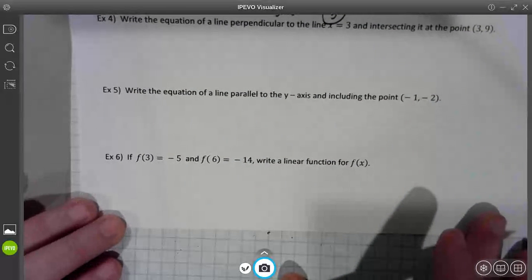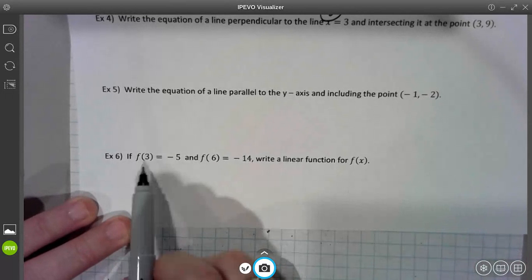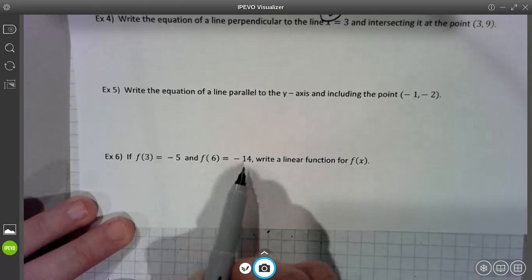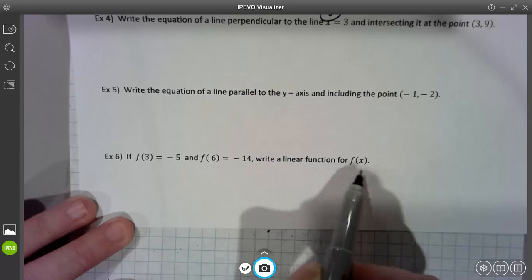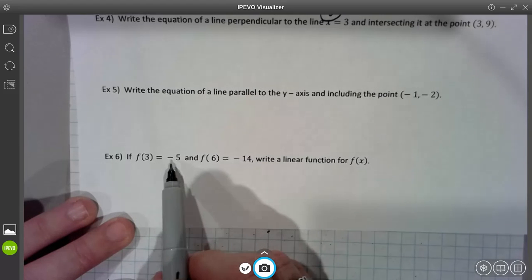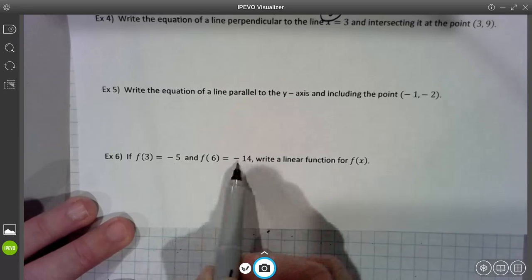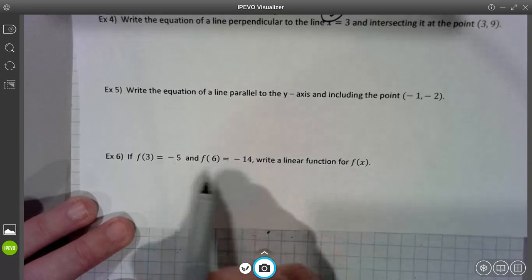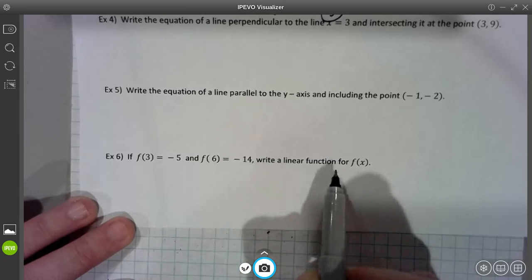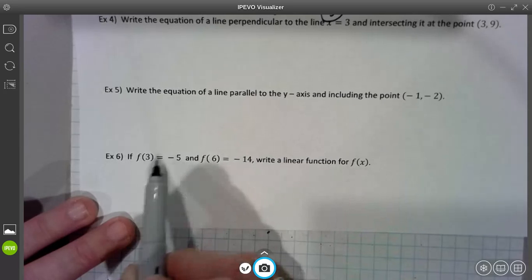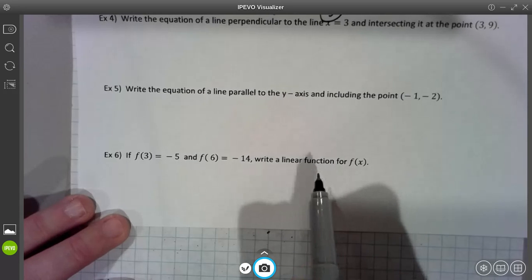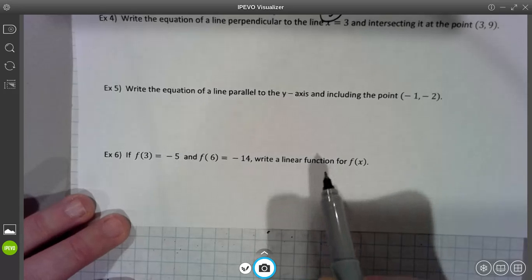All right, we're back to functions. Number 6 says, if f of 3 equals negative 5 and f of 6 equals negative 14, write a linear function for f of x. So guys, it's saying that when 3 went into this function, a negative 5 came out, and when 6 went into that same function, a negative 14 came out. We don't know mathematically what happened to these numbers to make those numbers come out. That's what they're asking us to do. They're asking us to write a function to show what happened to these numbers, which, at the end of the day, means they're asking you to write the equation of that line.